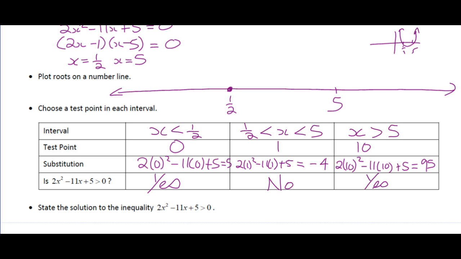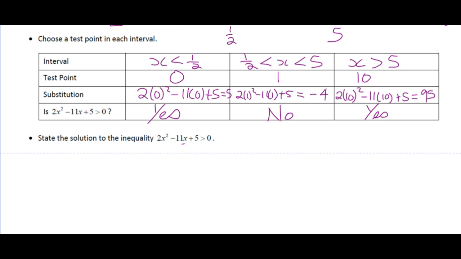Still, state the solution to the inequality. Based on the table above, when is 2x squared minus 11x plus 5 greater than 0? X is less than 1/2. Yeah. So we say it's the set of all x such that x is strictly less than, because this is strictly greater than. So x has to be less than 1/2 or x is greater than 5. So there's our solution, right? And that matches up with the graph.